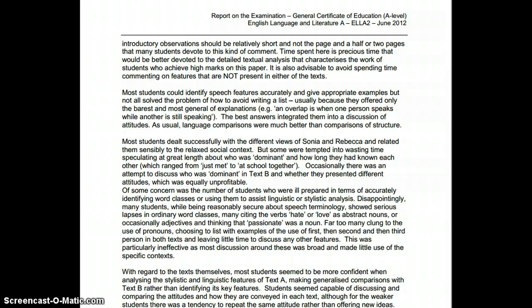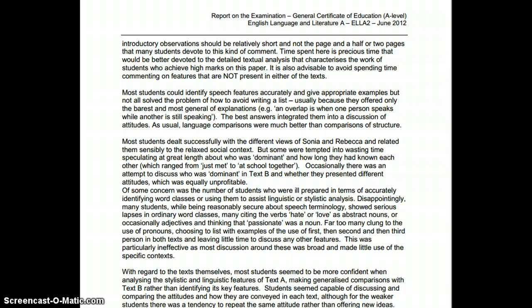Okay, most students could identify speech features accurately and give appropriate examples, but not all solve the problem of how to avoid writing a list, usually because they offered only the barest and most general of explanations, e.g. an overlap is when one person speaks while another is still speaking. Don't explain what a terminology is. Apply it, find a quote, context. That's all you need to do all the way through.